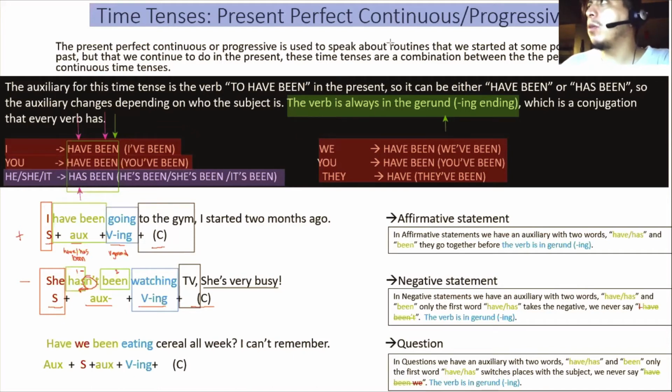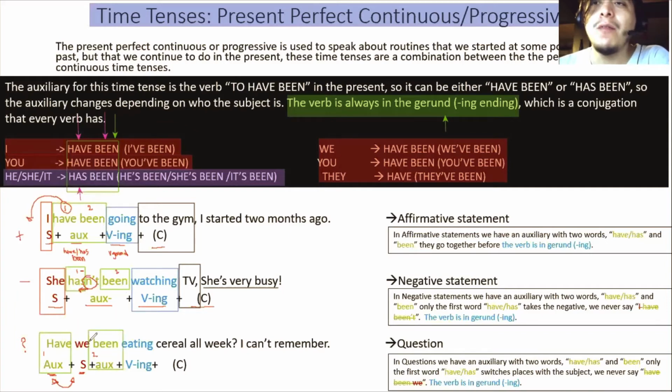Then we have something a little bit more complicated, which is how to make questions. Again, the auxiliary has two parts: have been, has been. Do you remember how to make an affirmative statement into a question? Remember, the subject and the auxiliary switch positions. Normally, we start subject, auxiliary, verb, and complement. In this case, we start auxiliary, subject, verb, and complement. The problem is, again, that the auxiliary is in two parts. We have two words working as the auxiliary. Do you remember what happens then? If you have part one and part two, only the first part is going to change positions with the subject.